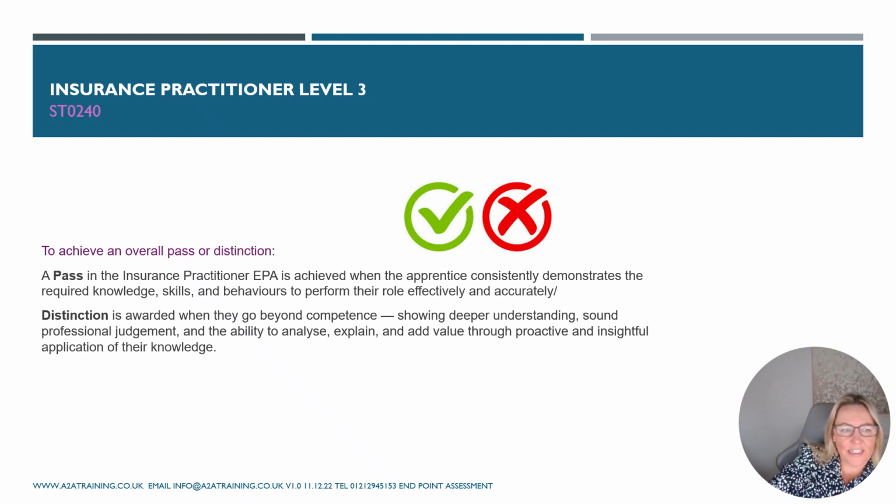So in terms of grading, there are 2 grades available for this endpoint assessment, which are pass and distinction. A pass in the Insurance Practitioner EPA is achieved when the apprentice consistently demonstrates the required knowledge, skills and behaviours to perform their role effectively and accurately. A distinction is awarded when the apprentice goes above and beyond competence, showing a deeper understanding, sound professional judgment and the ability to analyse, explain and add value through proactive and insightful application of their knowledge.